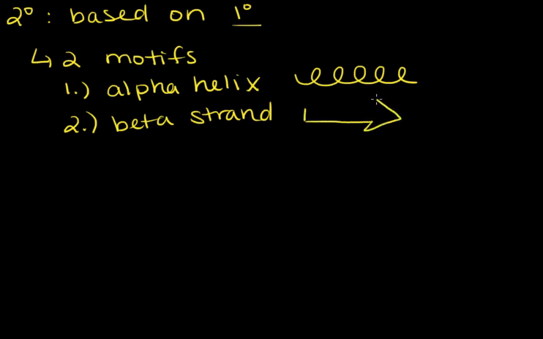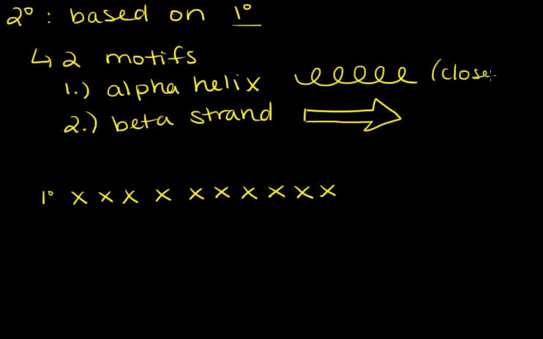When you have a protein sequence, whatever it is, I'm just writing X's. Here's your primary structure. Depending on what these side chains are, you're going to have close interactions, or far away interactions. And then there's technically a third one called loops, and that's no interaction. But that doesn't really look like anything on the paper, it just looks like a line.